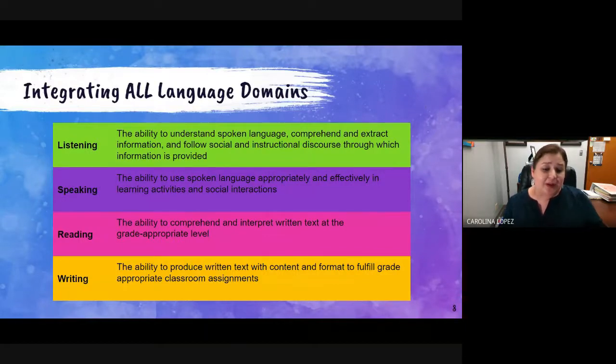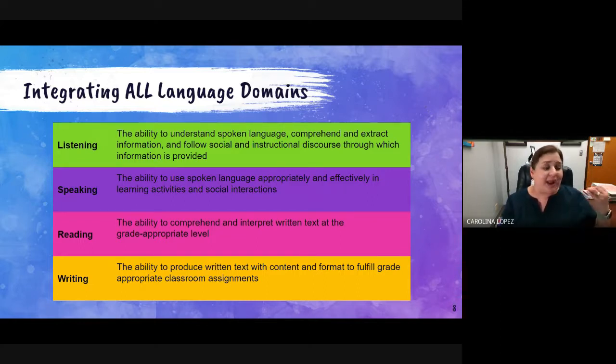Reading is the ability to comprehend and interpret written text at the grade appropriate level. And the key here is at the grade appropriate level. Just because there are English learners, we're not going to lessen the rigor and we're not going to water it down. It must be at the grade level. When we're looking at TELPAS and the language domains and we're rating, it's how this student is performing within that grade level.